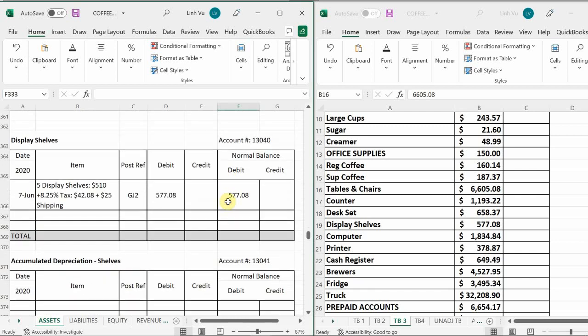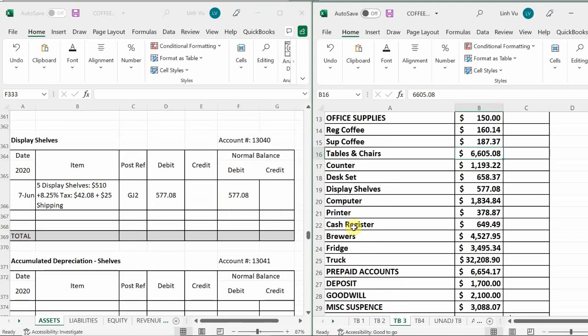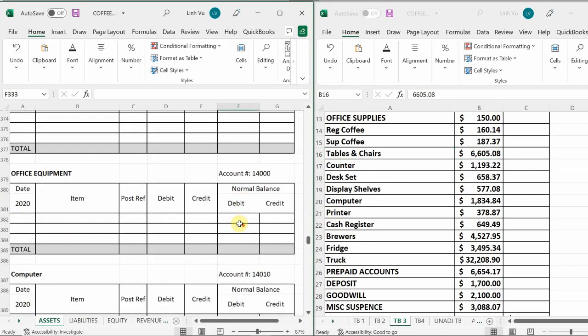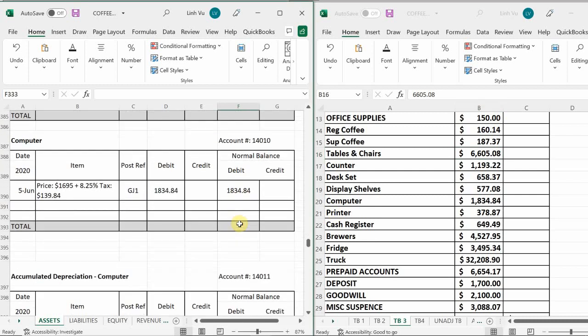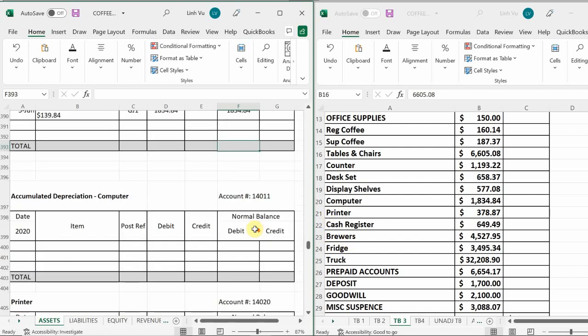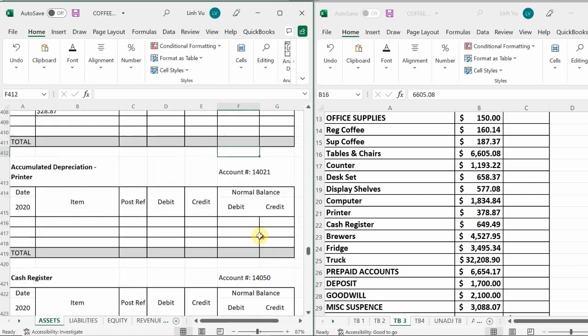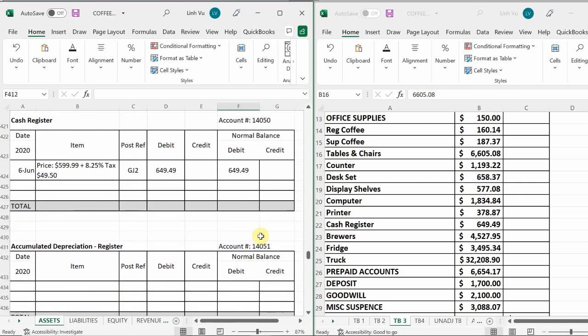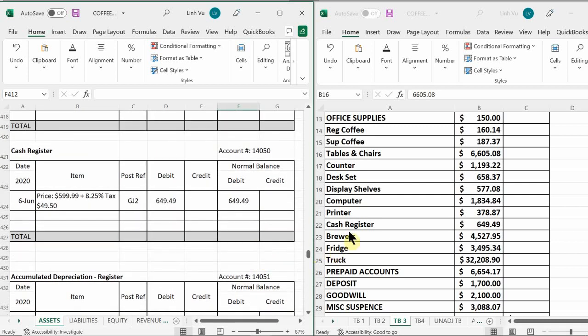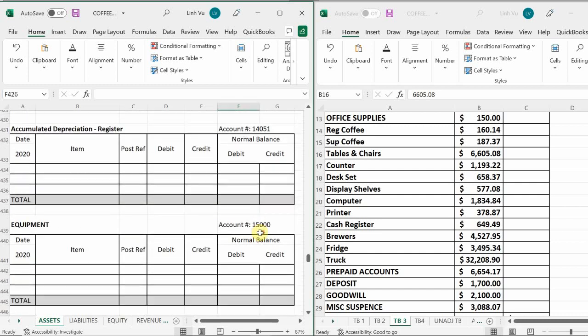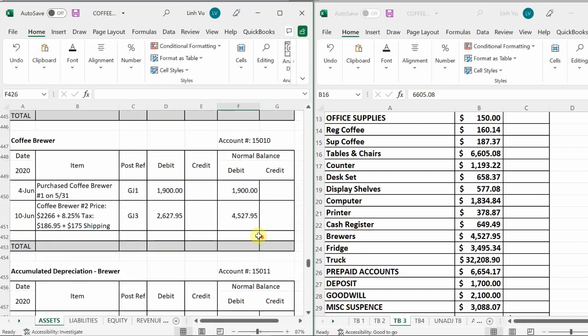What about my display shelves? 577, stays the same. What about my computer? Computer IT 3, stays the same. What about my printer? Printer 378, stays the same. What about my cash register? 649, stays the same. So next I'm moving on to my equipment. What about my coffee brewers?